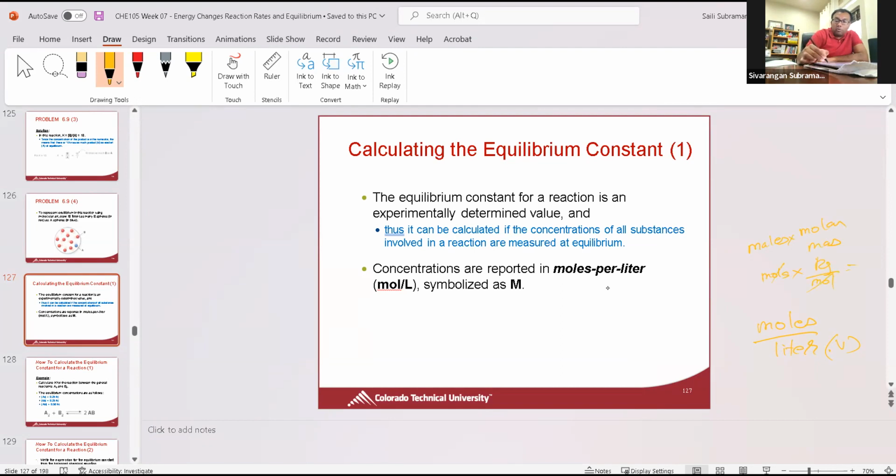The moles and moles cancel and you get kg, right? So moles is nothing but an indication of quantity. How much quantity is there in a given volume is essentially what you're representing by this moles per liter. And in chemistry, there is a symbol for that called capital M. So M is nothing but moles per liter, and it's a unit of concentration in chemistry.